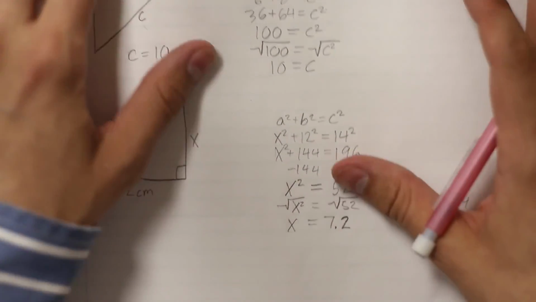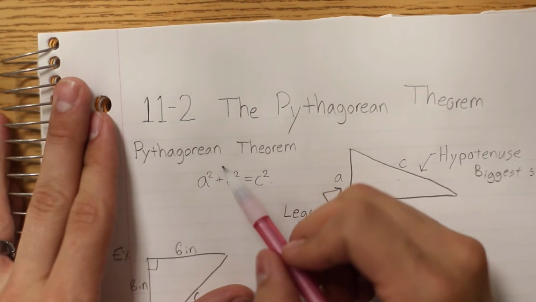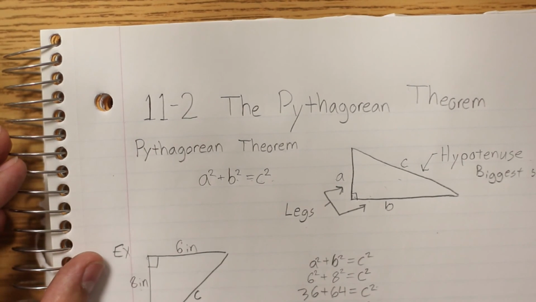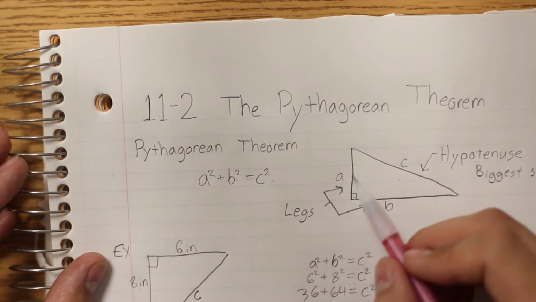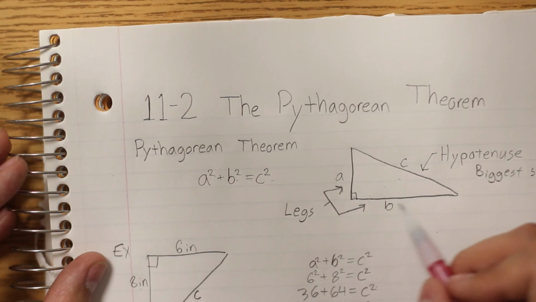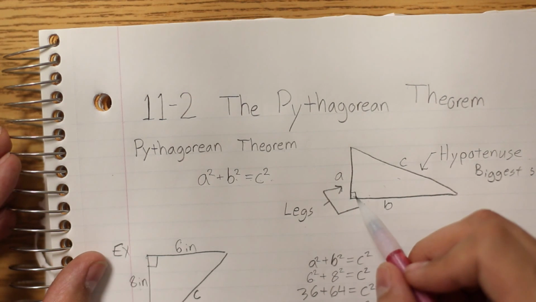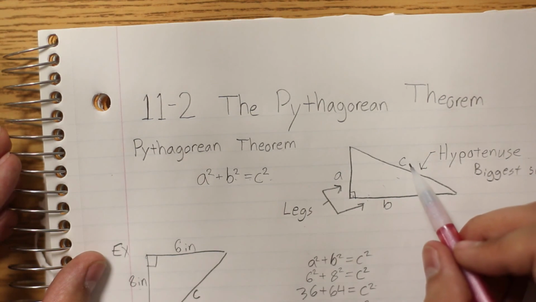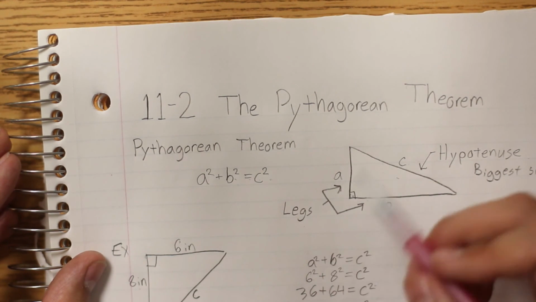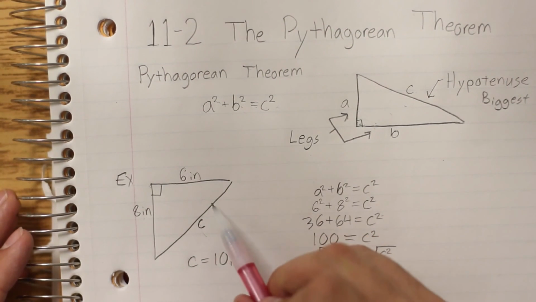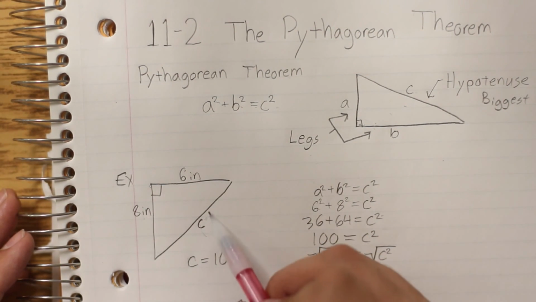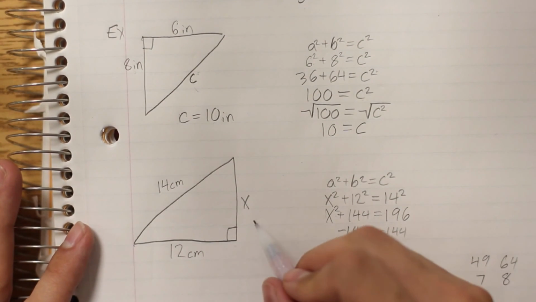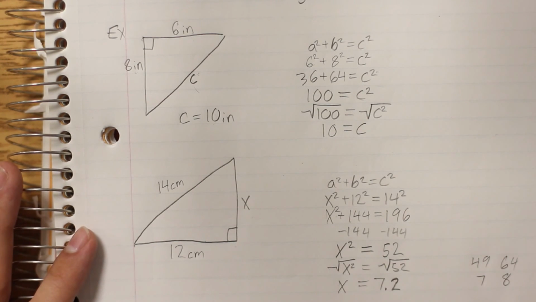Let's recap real quick. Pythagorean theorem is a squared plus b squared equals c squared. The a and the b are the legs of a right triangle. The legs make the right angle. The longest side is the hypotenuse, and it is the c value. It is the c squared all by itself. Some triangles are missing the hypotenuse, and you have to find out what its value is. Sometimes a leg is missing, and you have to find out what its value is.